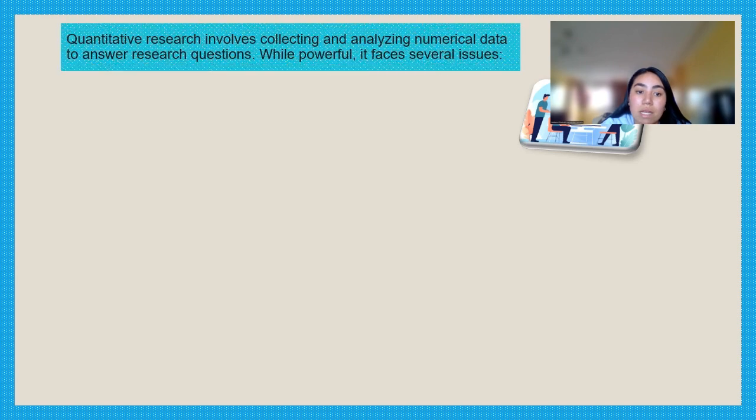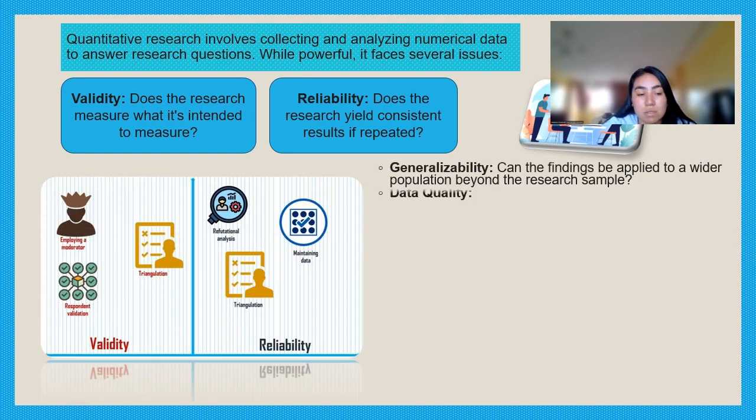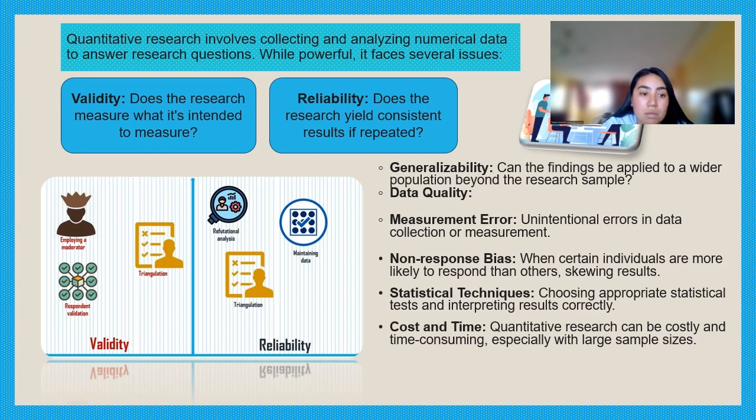Quantitative research issues. Quantitative research involves collecting and analyzing numerical data to answer research questions. While powerful, it faces several issues. One issue is validity and reliability. Validity is whether the research measures what it is intended to measure, and reliability is whether the research will give consistent results if repeated.